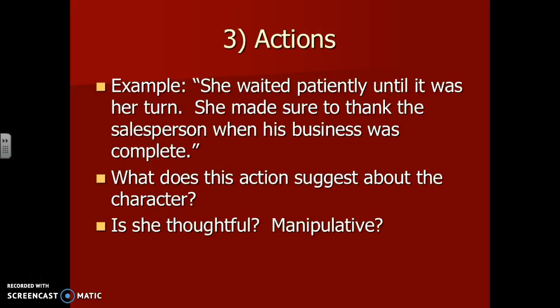Actions. So looking at this idea through their actions: "She waited patiently until it was her turn. She made sure to thank the salesperson when his business was complete." So through her actions, is she polite? Is she thoughtful? How is she in her actions? If she patiently waited her turn, we know that she's a polite person. She's thoughtful of others. She's not being manipulative. She's being courteous about the business transaction.